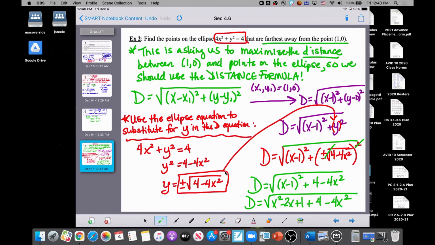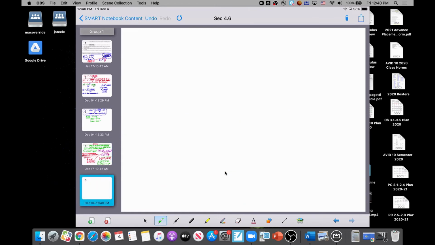And then finally, if I combine like terms underneath that radical, I get that the distance is equal to x squared minus 4x squared is negative 3x squared. And then I have a minus 2x. And then I have a 1 plus a 4, which gives me a positive 5. Okay. So there is my distance equation in its simplest form.